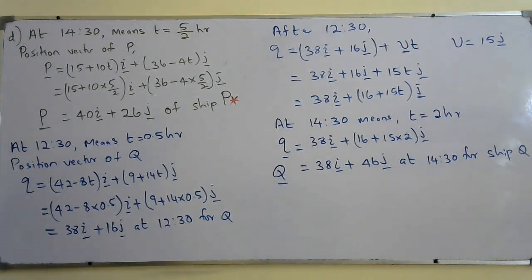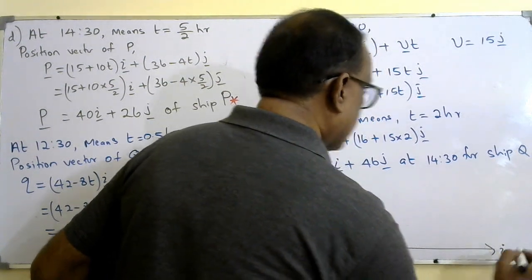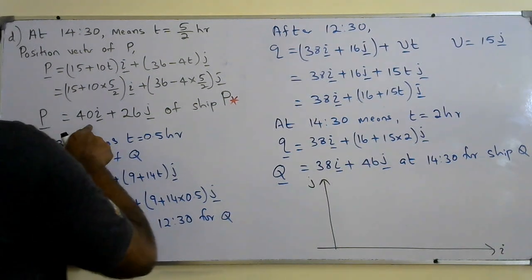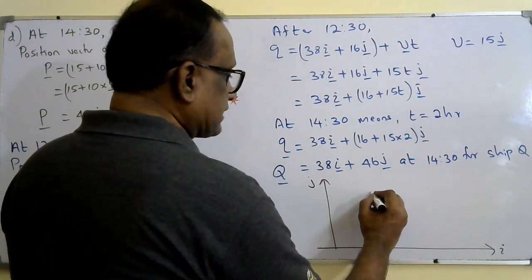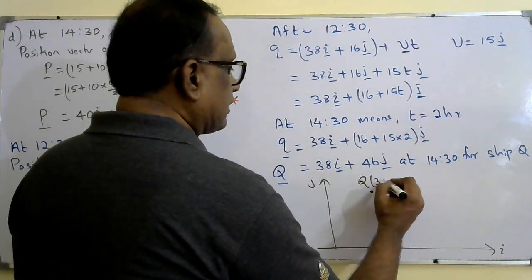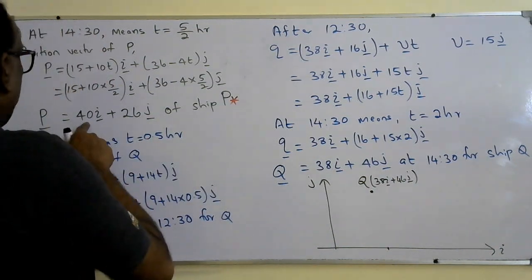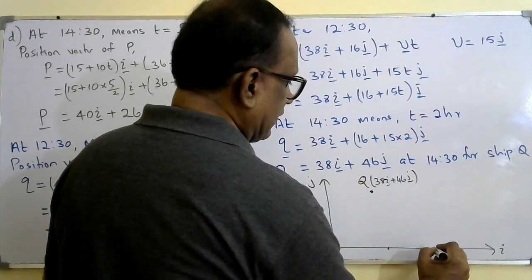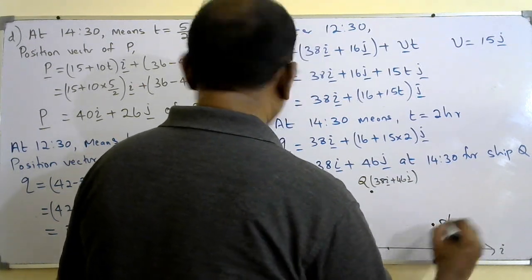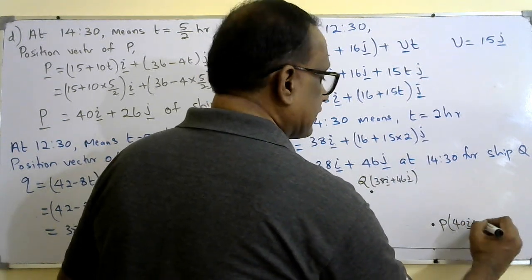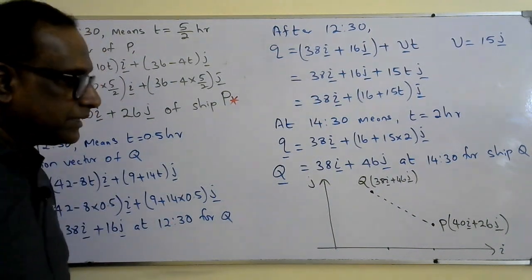If I put that in Cartesian coordinates, with i and j, for P it's going to be 40i, 26j. Just remember, Q is 38i, 46j, so Q is 38i plus 46j at 2:30 p.m. But P, 40i, is a little more to the right, and 26j, a little down. That is 40i plus 26j. This is the position vector. We can call it relative because their position vectors are changing.